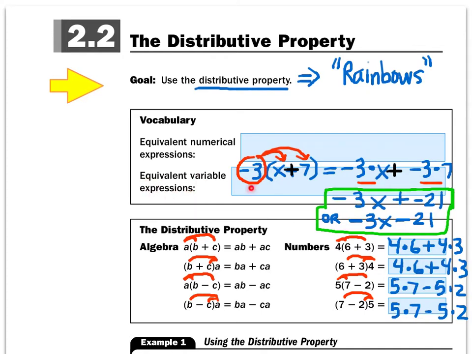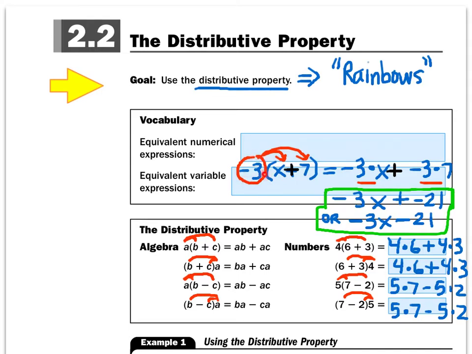You should have written -3 times a quantity x plus 7. Well, here's how you do this. When the -3 is outside the parentheses, it means they want us to multiply by everything inside the parentheses. So I would encourage you to circle the number that's outside and then draw a rainbow to the first term, the x, and then draw a second rainbow to the second term, the 7. And then you just follow the rainbow.